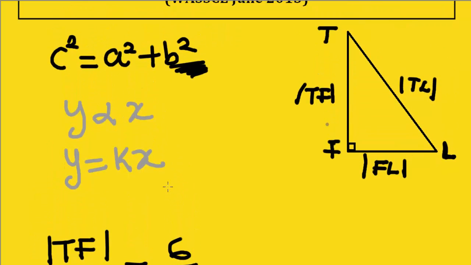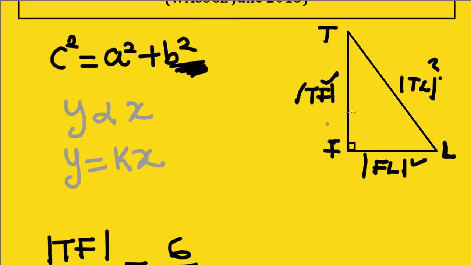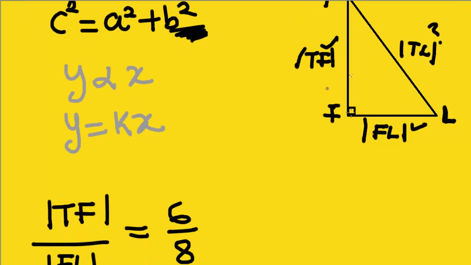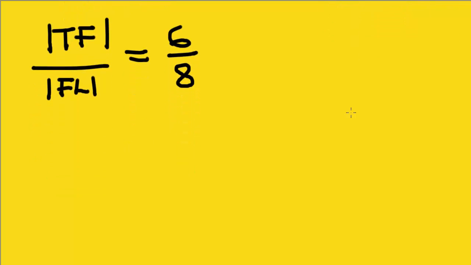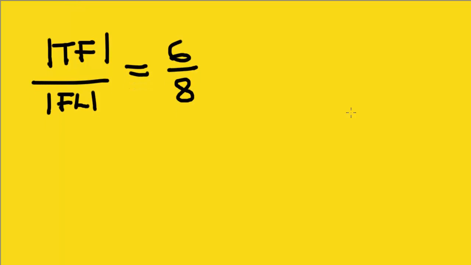Now, the shortest distance between any two points is a straight line joining the two points. So the shortest distance between T and L is the length of this side TL. So we need to find this, and we're given the relationship between these two sides, but we don't know what they are exactly. Anyway, it looks like Pythagoras' theorem is going to be useful, and I didn't show the options given in the actual objective test, but they're all in terms of k. You'll see the point of that soon. We know the length of TF divided by the length of FL is equal to 6 over 8. That's another way to express the ratio.